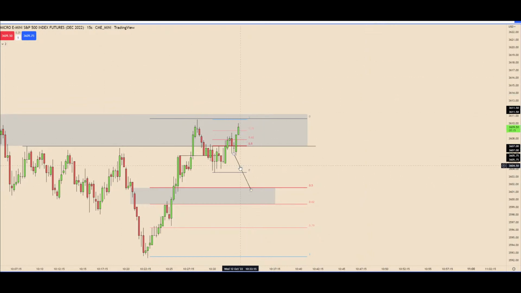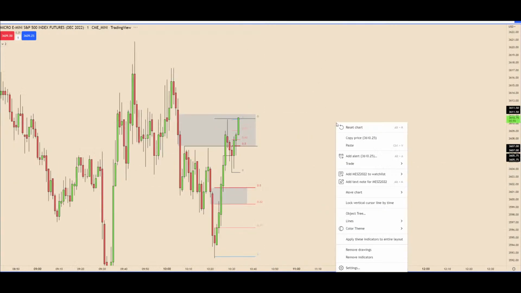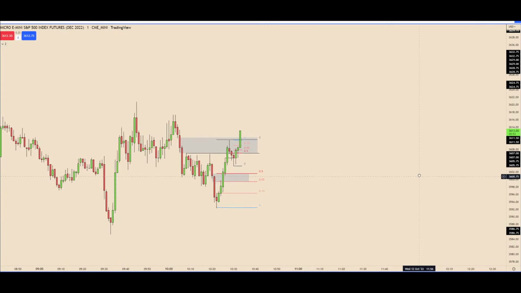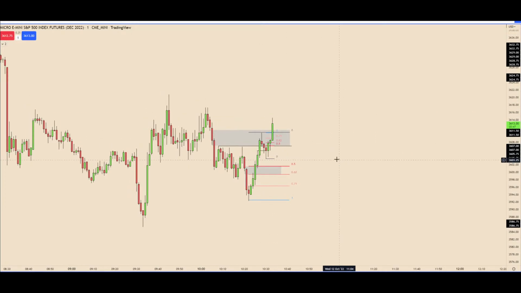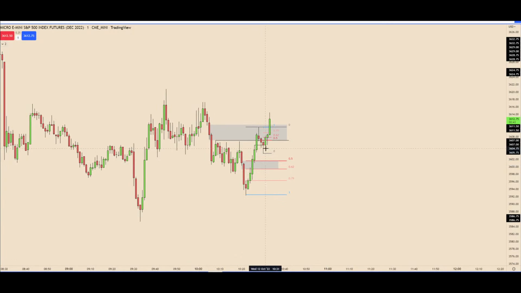Oh, I thought this was a 1-minute chart. That's not good. Hold up, we're going to the 1 minute. Sometimes I get lost, right? But 1 minute, fail to displace down, go higher. I wanted more of a retracement back down into this area, personally. But I don't know. Difficult. Yesterday was way easier to trade.